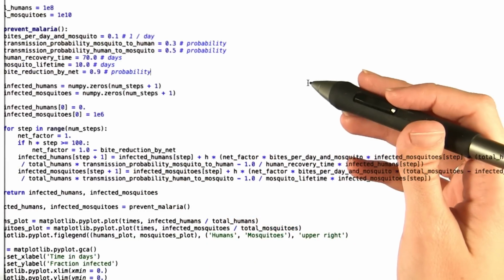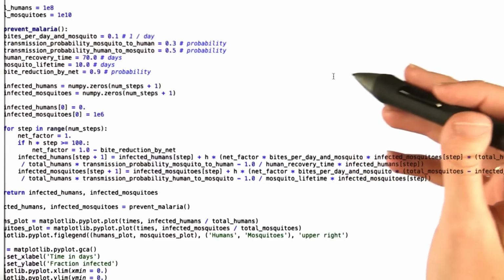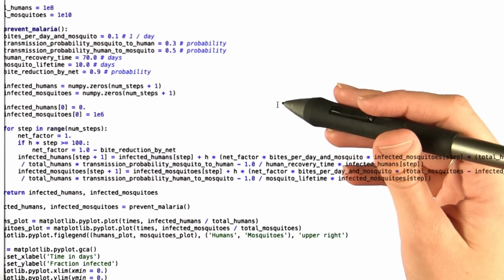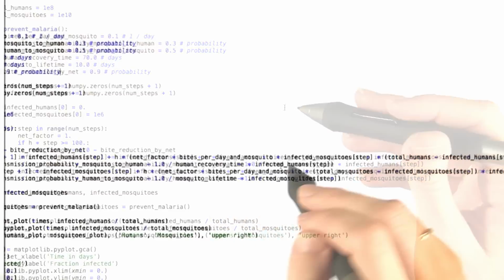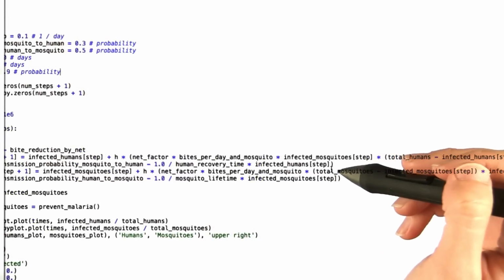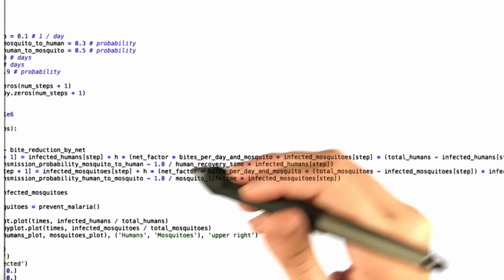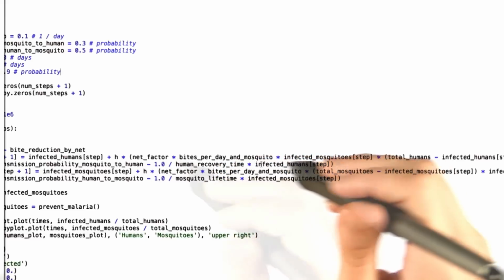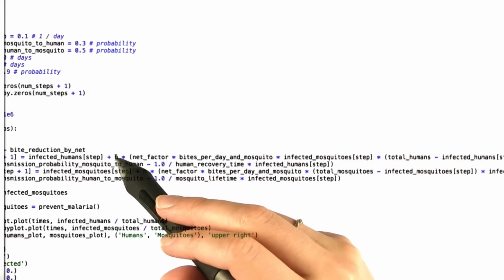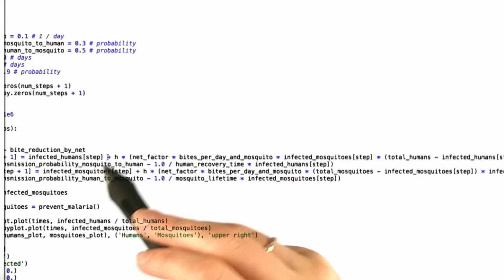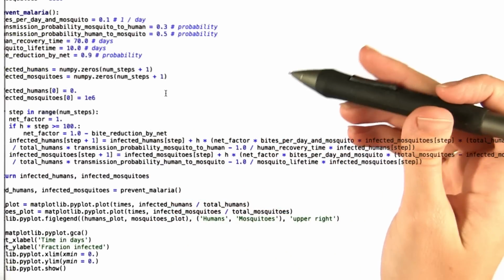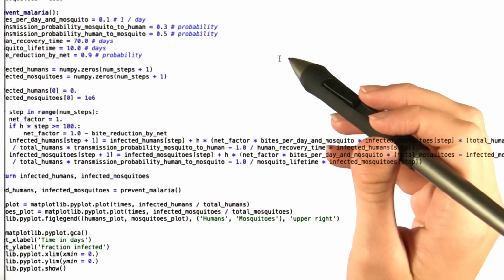Now on the other side of the coin, we have the factors that move people away from the infected population and back into the susceptible population. This is a very simple term. We simply take the number of people that were infected at the previous time step and divide this by the time that it takes a person to recover. Remember that all of that was multiplied by h and added to the number of people infected at the previous time step. Now let's take a look at how the infected mosquito population is changing.